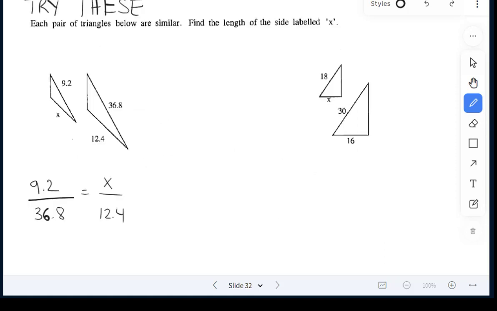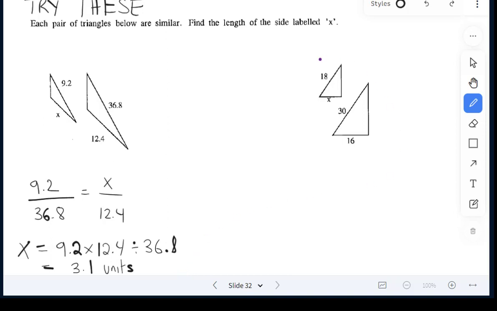So just finishing up the first one here. I've already set up the ratio, so all we have to do next is cross multiply. So 9.2 times 12.4, and then we just divide by 36.8. And we get 3.1. There are no units given here, so we would just say 3.1 units.